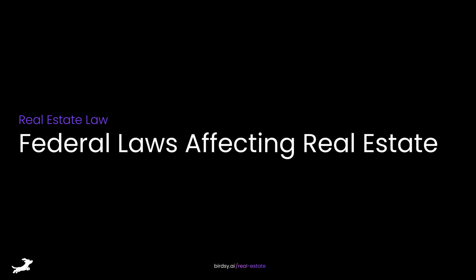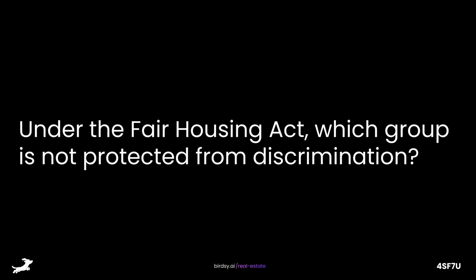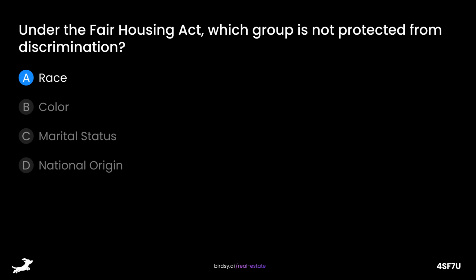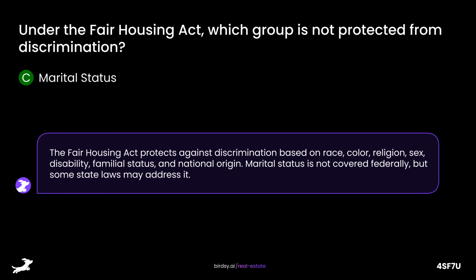Real estate law. Federal laws affecting real estate. Under the Fair Housing Act, which group is not protected from discrimination? Is it A, race, B, color, C, marital status, or D, national origin? The answer is C, marital status. The Fair Housing Act protects against discrimination based on race, color, religion, sex, disability, familial status, and national origin.